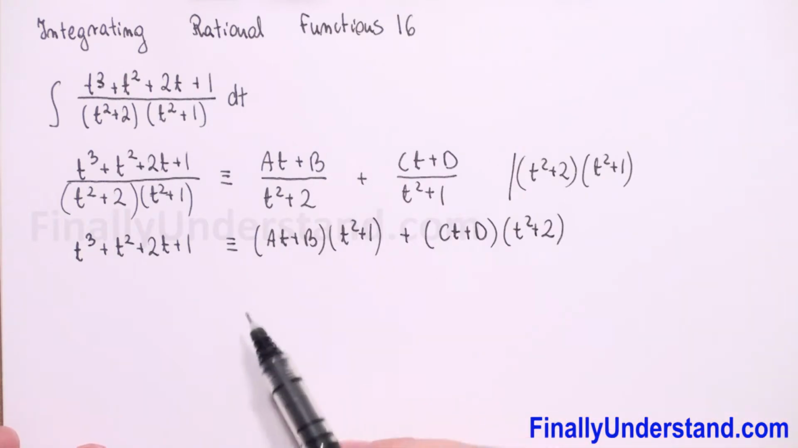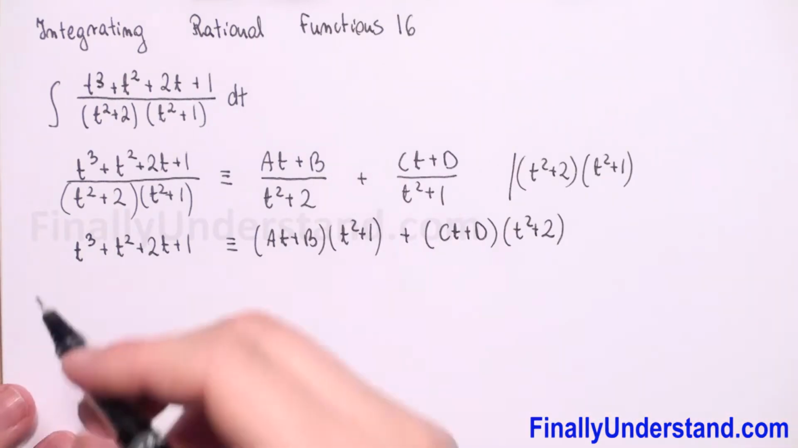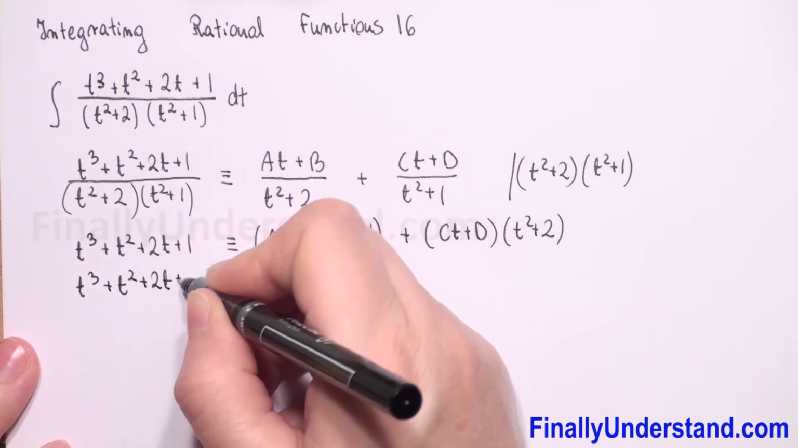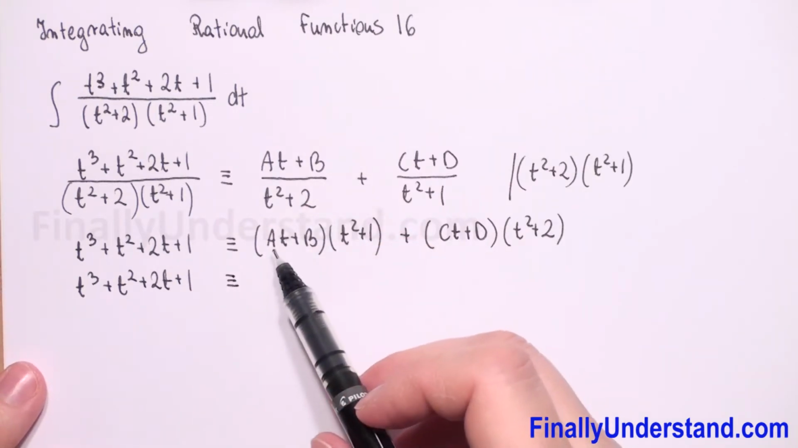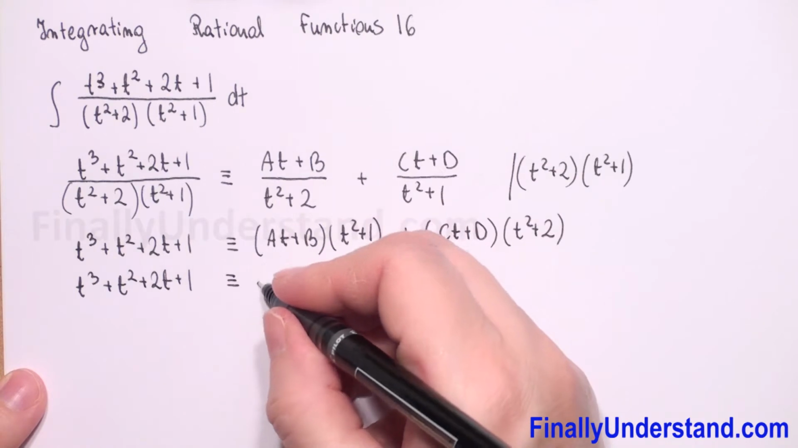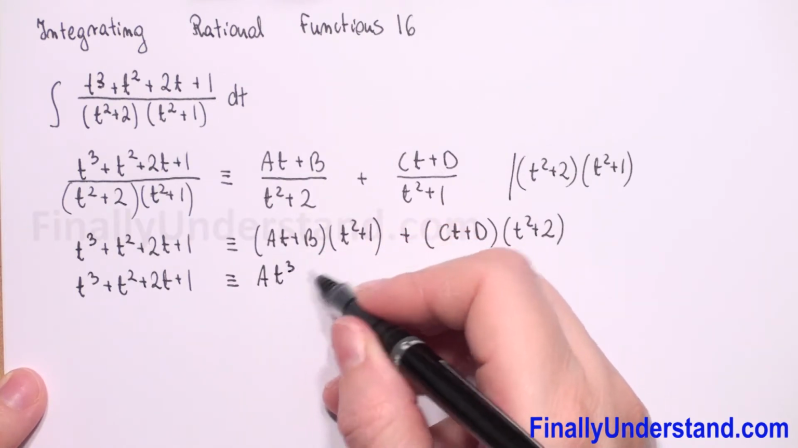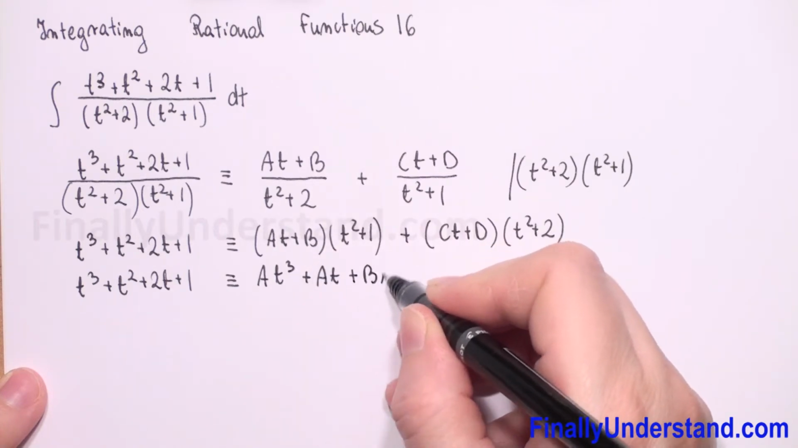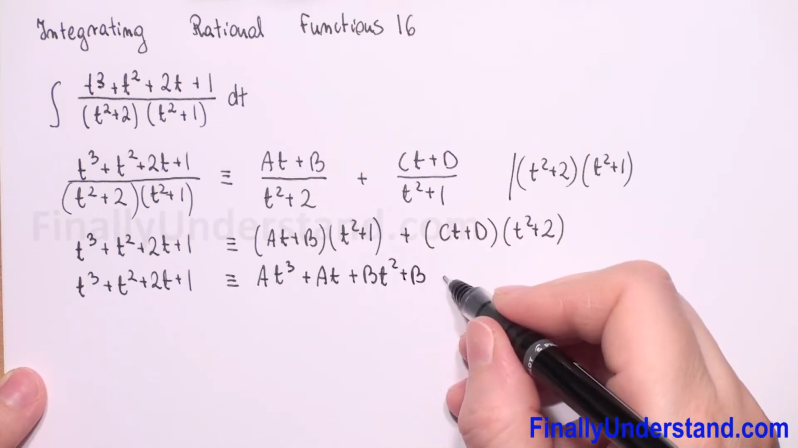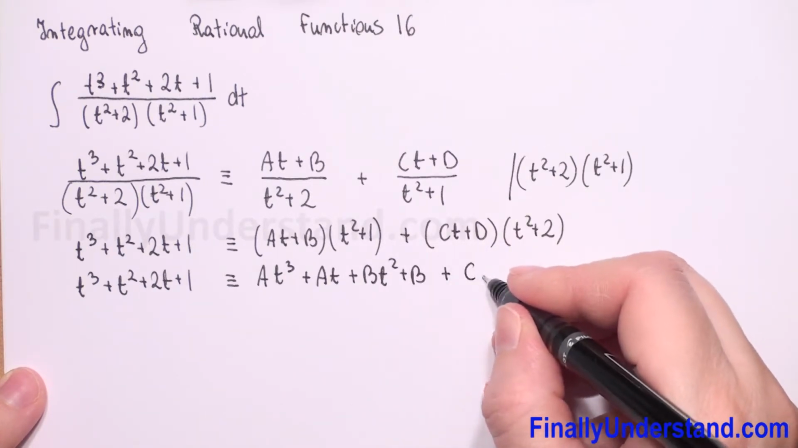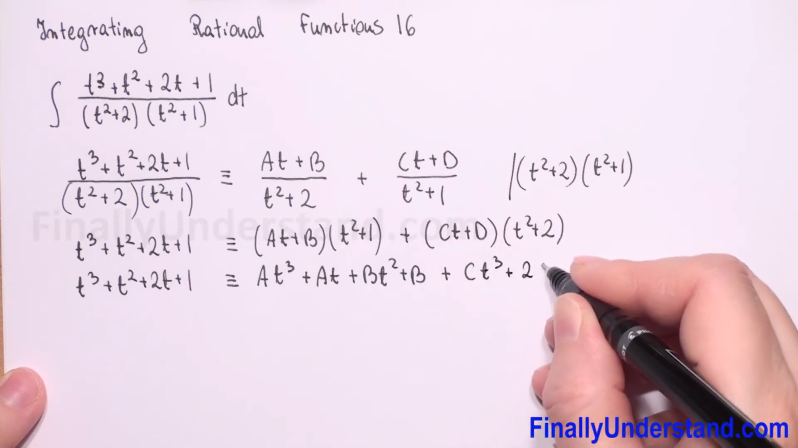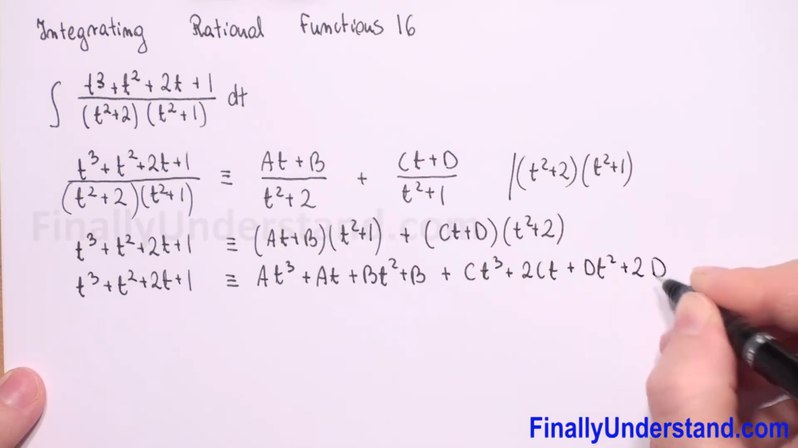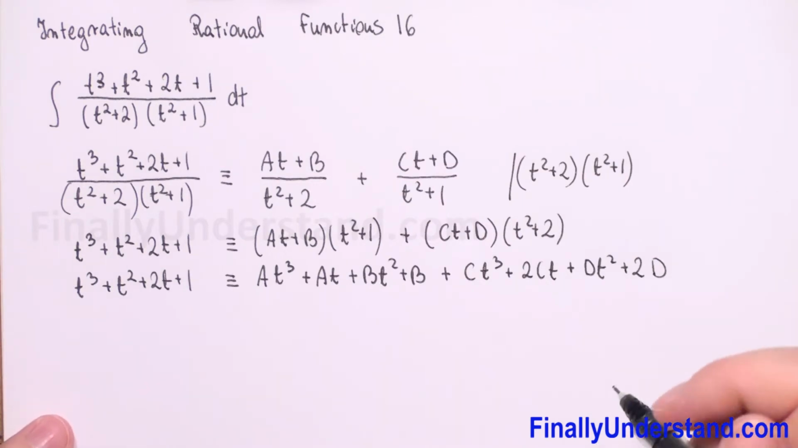Now we have to do multiplication on the right side, so left we will copy is identically equal to, and now we have to multiply at times t square is at cube. Now we have to multiply by 1, so it will be plus at plus bt square plus b, and we have ct times t square, so it's ct cube plus 2ct plus dt square plus 2d. Next, we have to combine like terms.